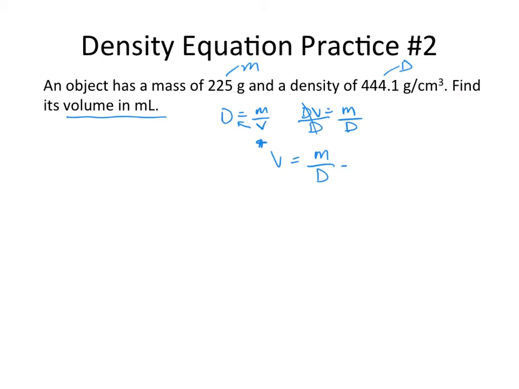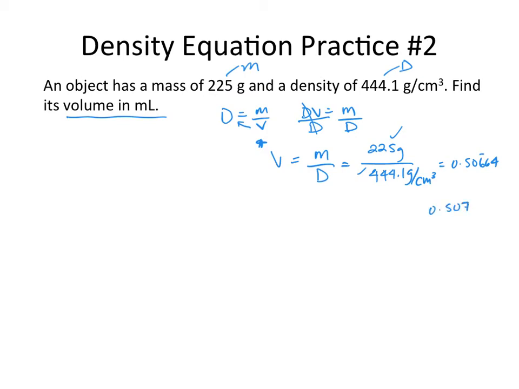I then need you guys to plug in your values. So we have 225 grams divided by 444.1 grams per centimeter cubed. We go ahead and plug that into our calculator. That's going to give us 0.50664 as our volume. If we consider sig figs, 3 sig figs versus 4, our answer should have 3 sig figs, so that's going to be 0.507.